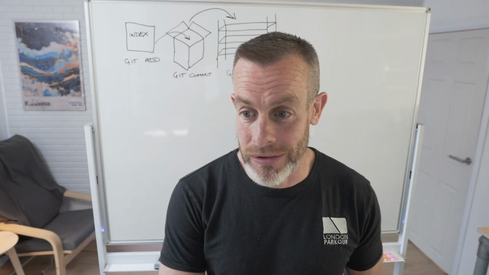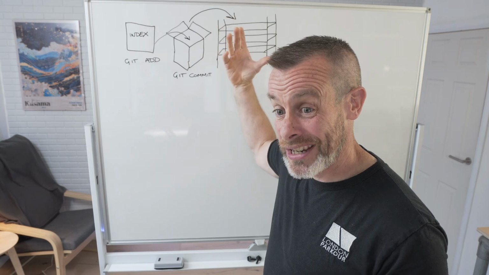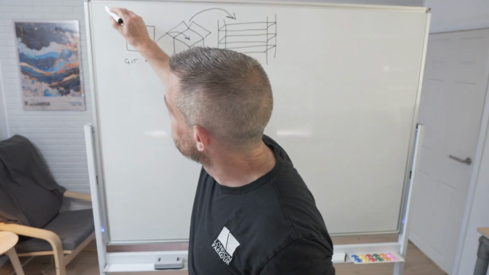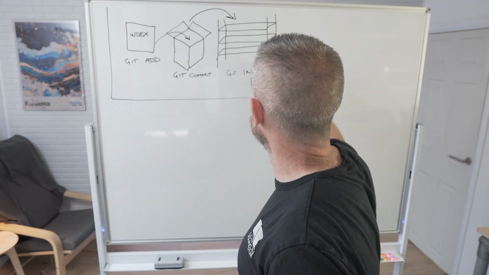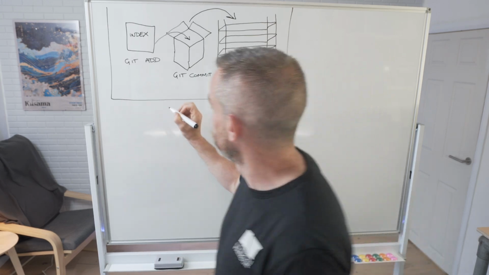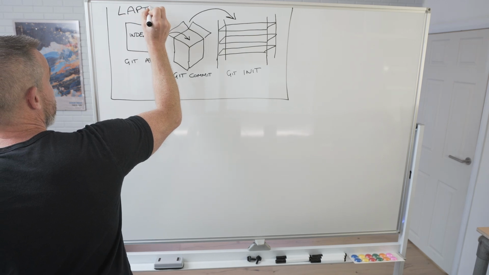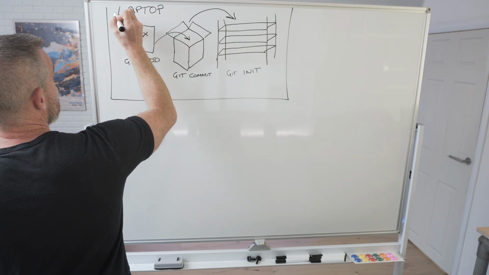And that's it. So that's how you save files in Git. Pretty easy. This, at the moment, is all on our laptop. So I'm going to write up here, or computer, it's on my laptop.